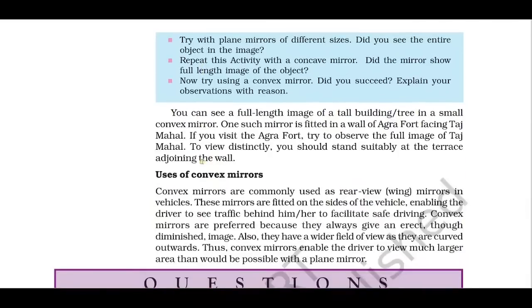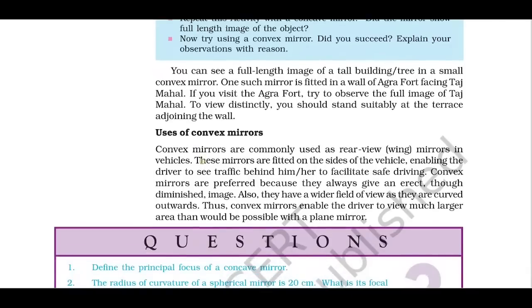Now we'll see the uses of convex mirrors. Convex mirrors are commonly used as rear view mirrors in vehicles. Why are these used in the rear view mirrors of vehicles? Because it enables the driver to see traffic behind him or her to facilitate safe driving. Convex mirrors are preferred because they always give an erect, though diminished, image. It always gives what? An erect, diminished image.